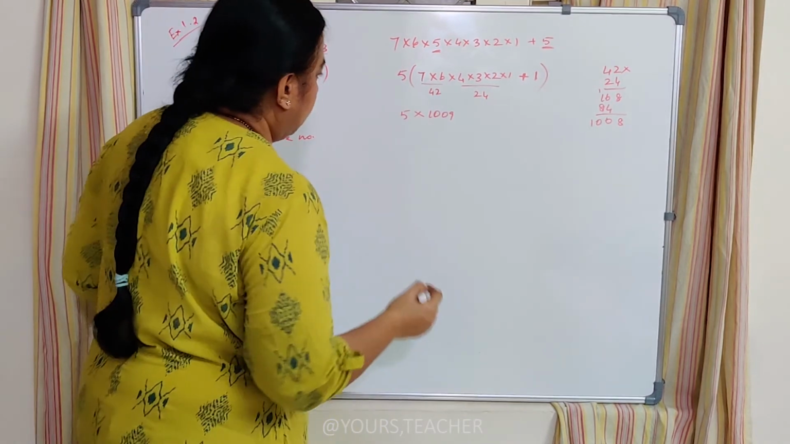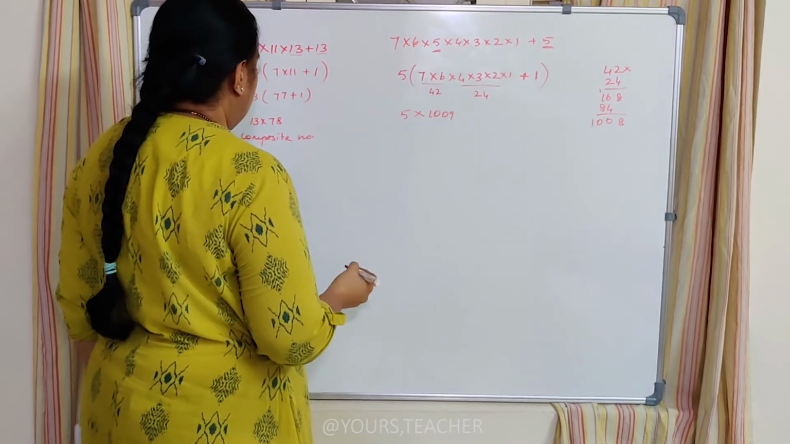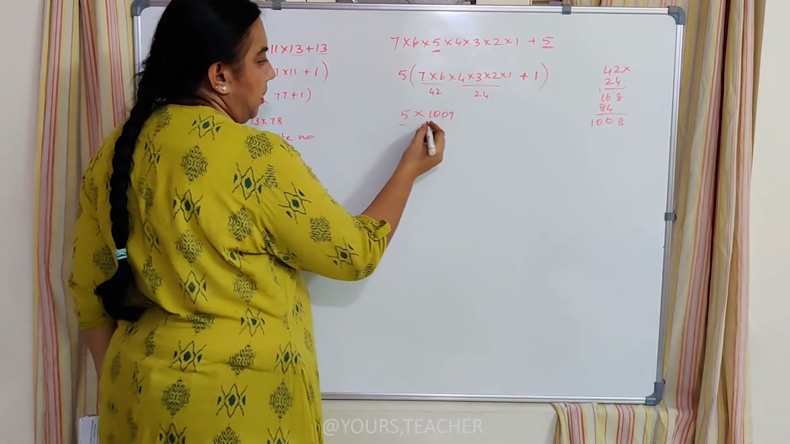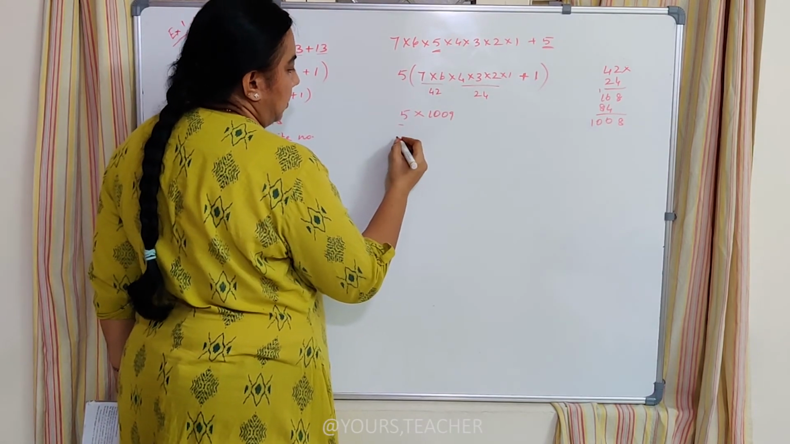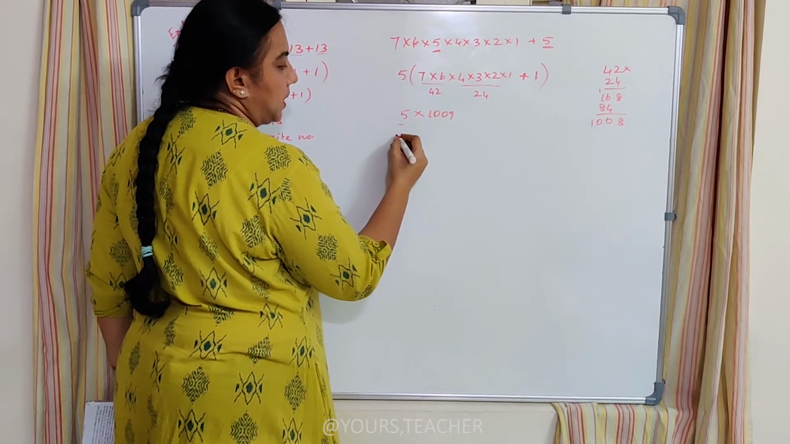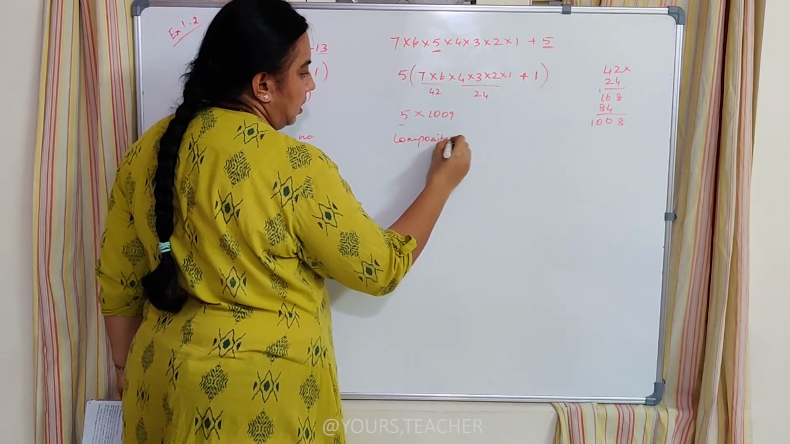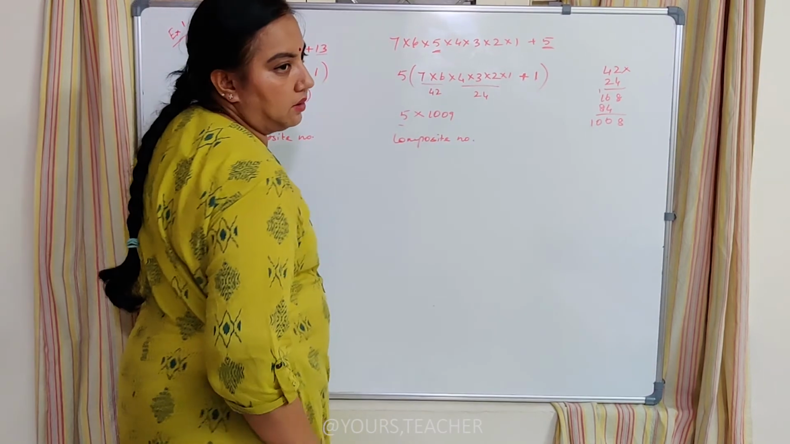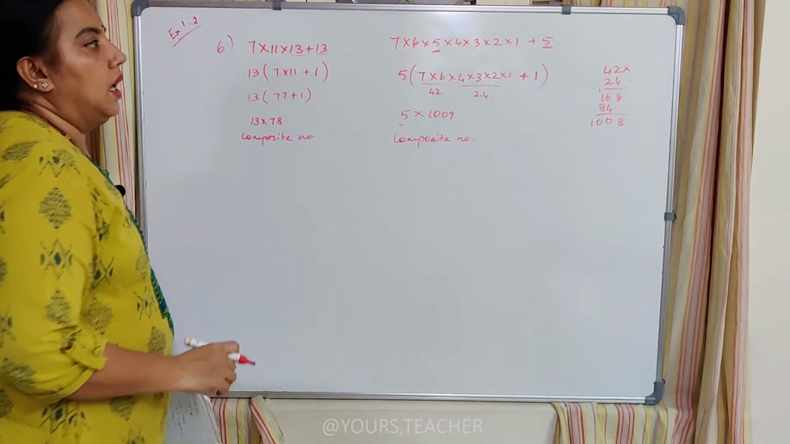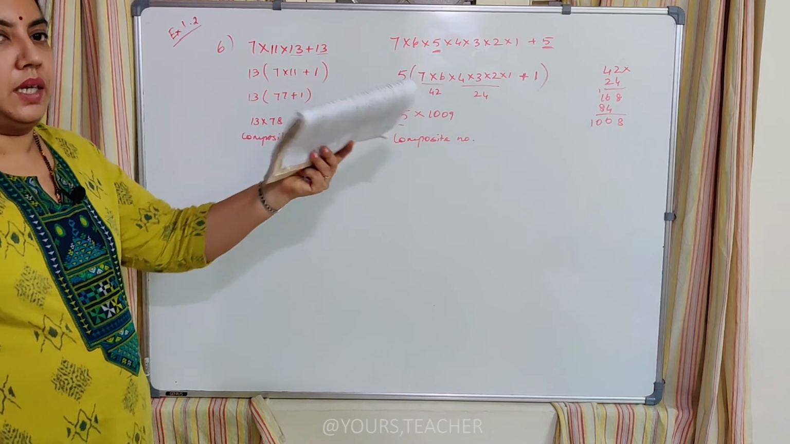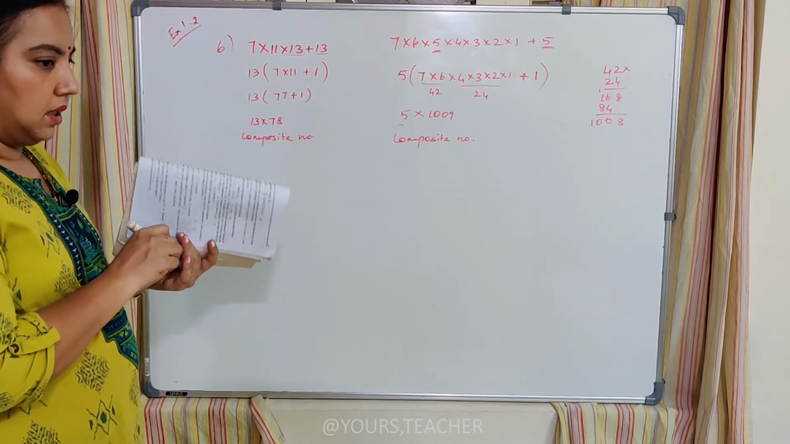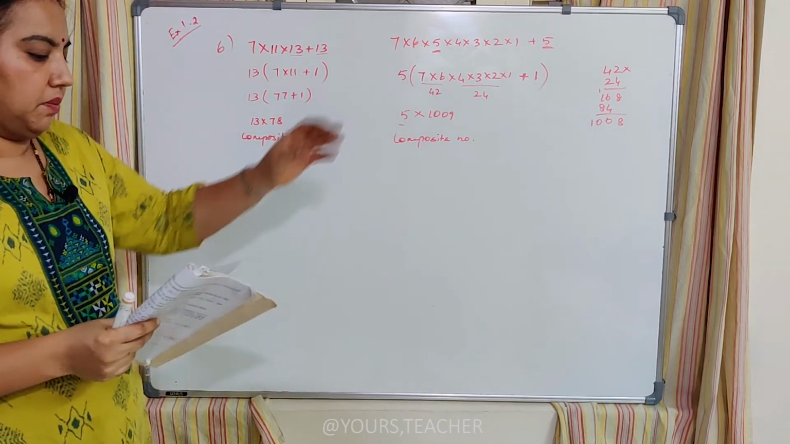And again I see that one is a prime number and the other is a composite number. So the product of these two numbers becomes a composite number only. Okay. This is the answer for these two sums. Instead of multiplying all the numbers, I am taking 5 out so that the calculation becomes very easy.